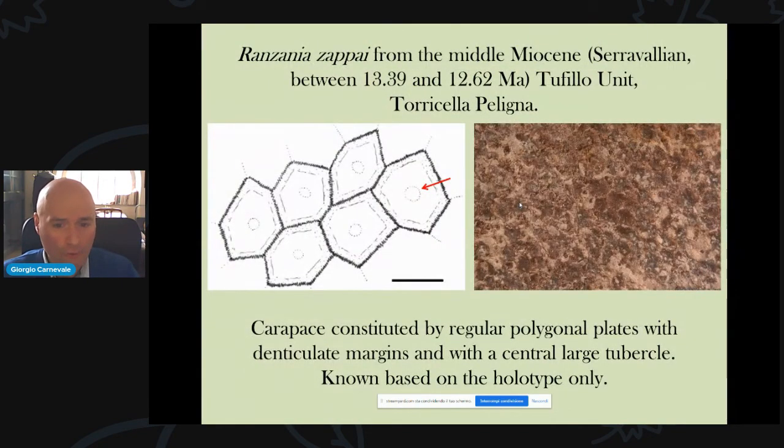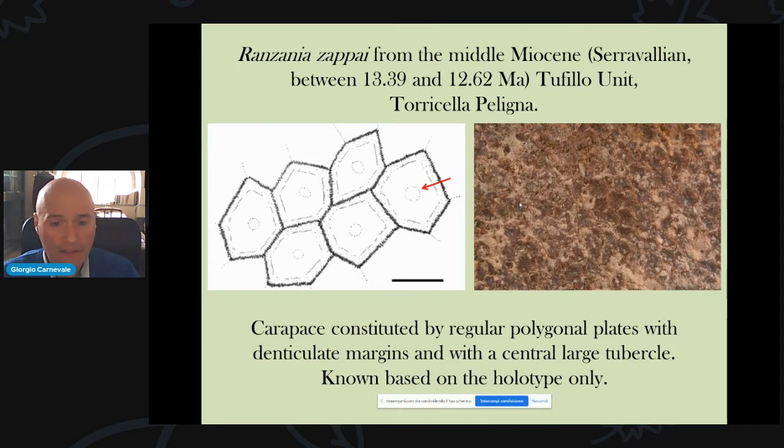Similar to Ranzania ogai, the dermal skeleton was also important to determine the unique character of the polygonal plates of another species from the Middle Miocene, in this case of Italy, Ranzania zappai, which I described in 2007, and the specific name honored Frank Zappa, one of my music idols.